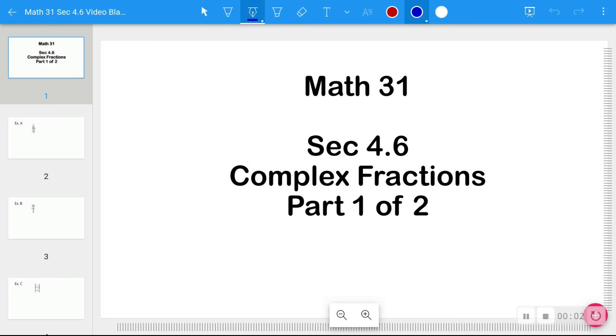Okay, we're going to look at section 4.6 in Math 31, and this section talks about complex fractions. It'll be a two-part video. I'm breaking it up into two sections.